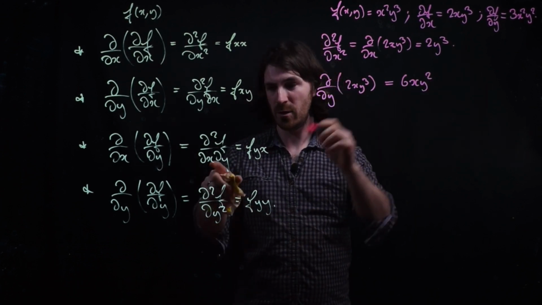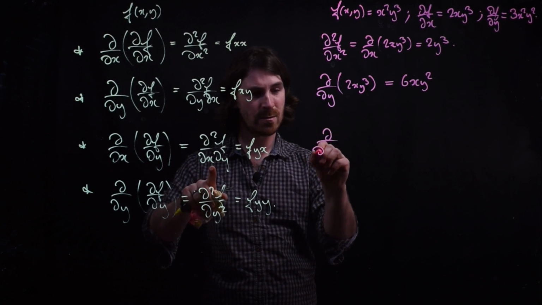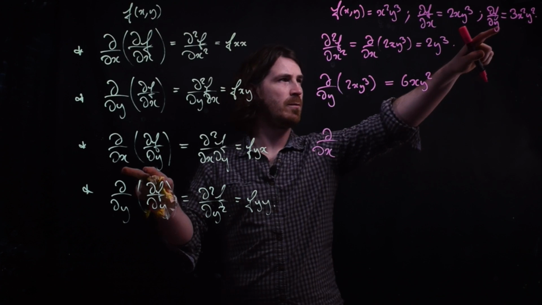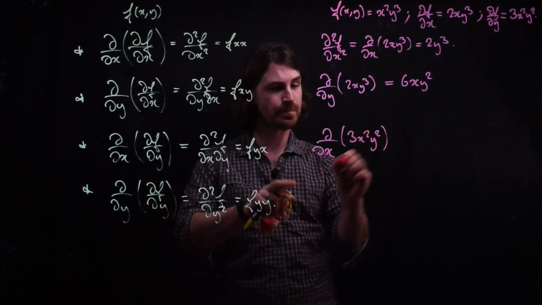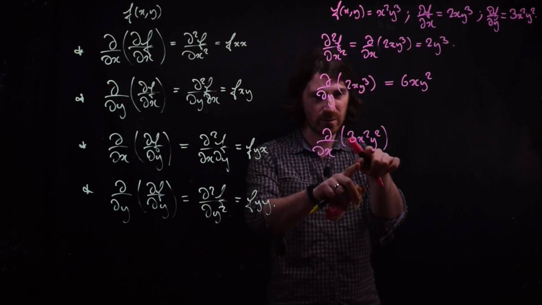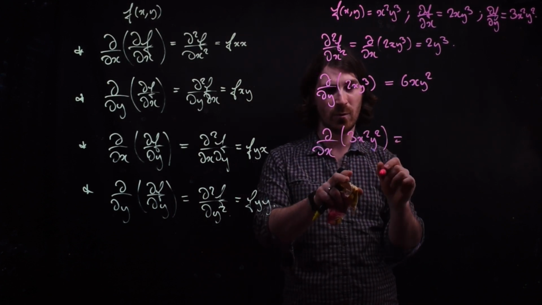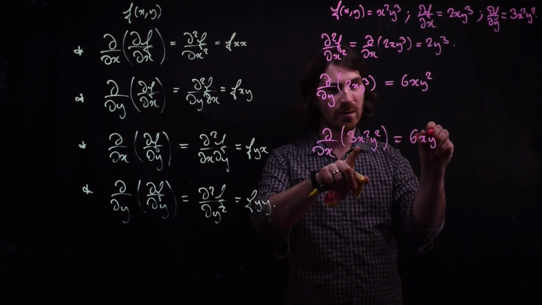Now we want to find d2f by dx dy. So this is d by dx of df by dy, and df by dy is 3x squared y squared. So we differentiate this thing in the bracket with respect to x, holding y constant. And what do we get? We get 6xy squared.